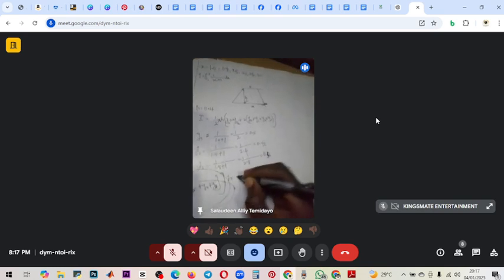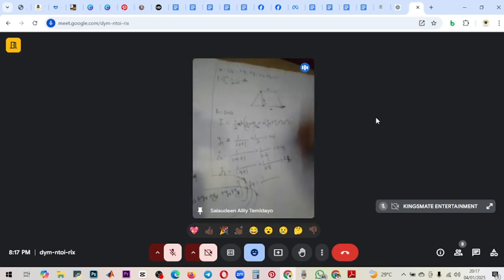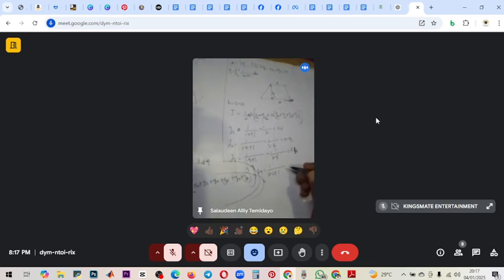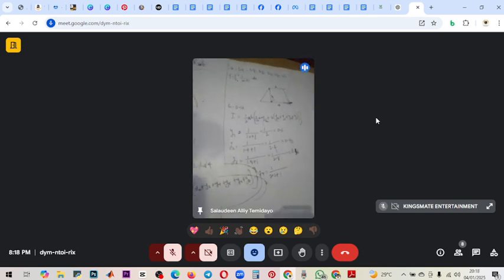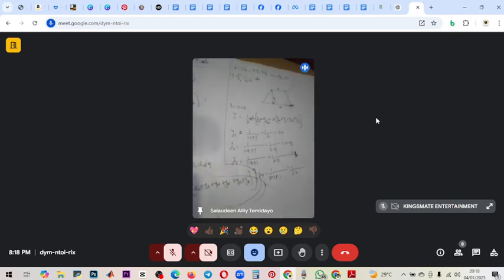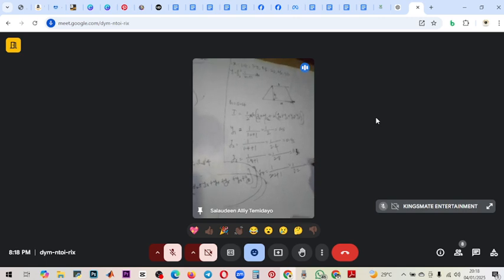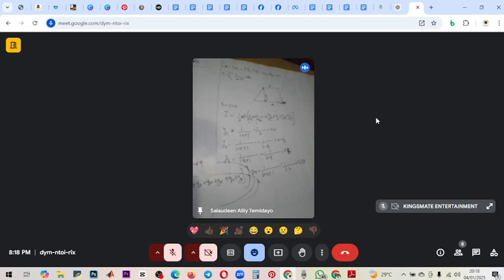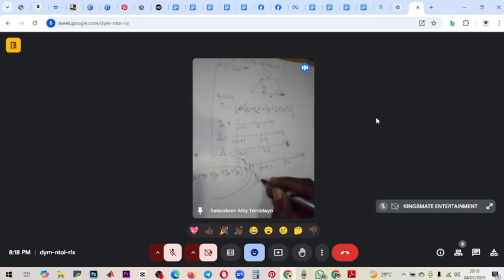Also, y4 is going to be 1 over the fourth value, 2.2 plus 1. And that's going to be 1 over 3.2. The value is 0.31. Also, I need y5.